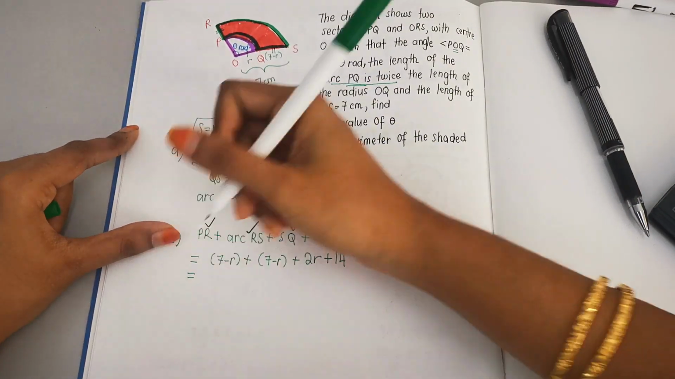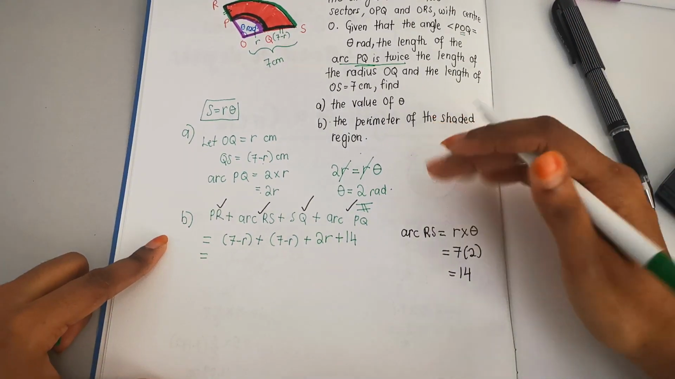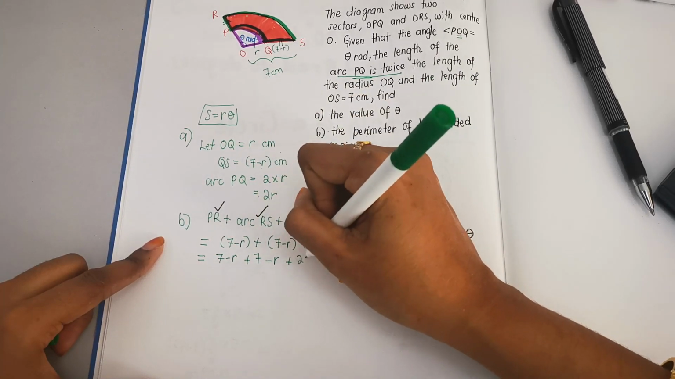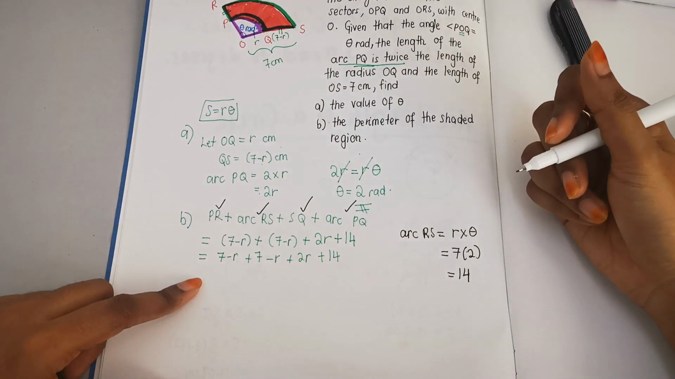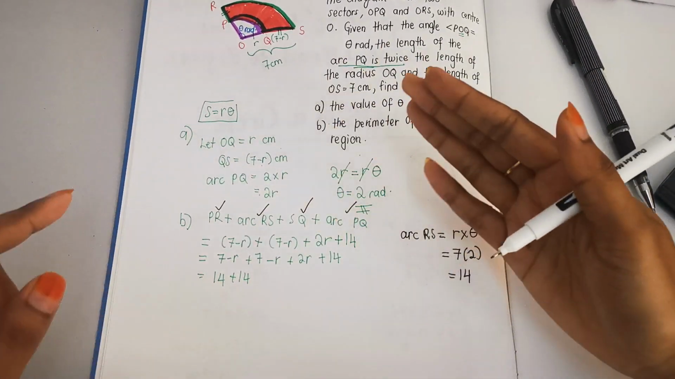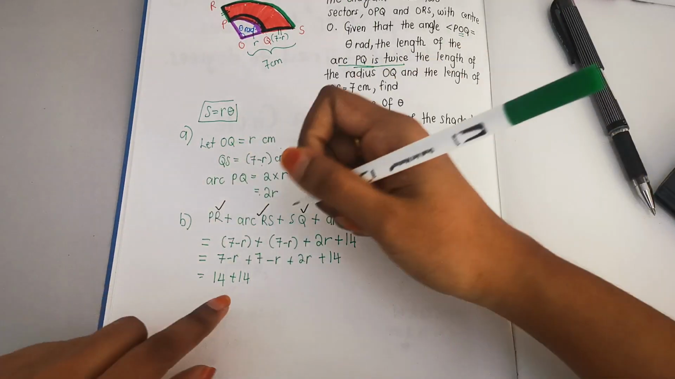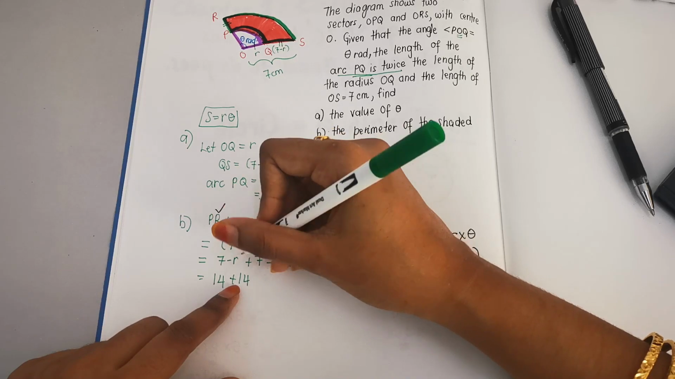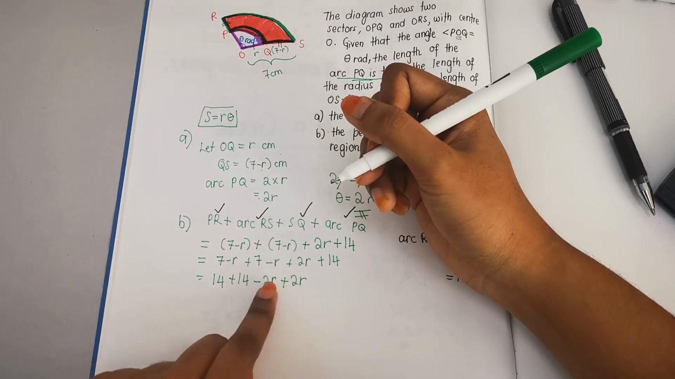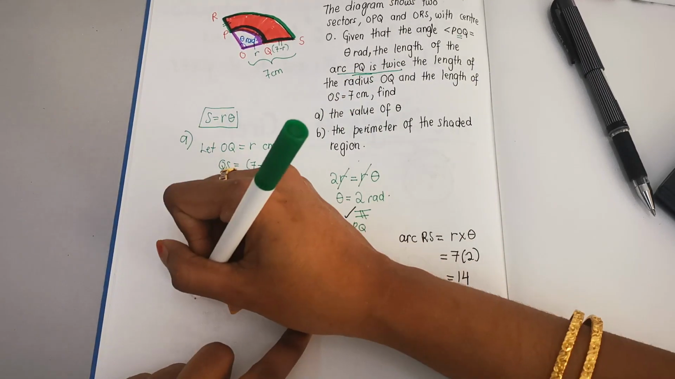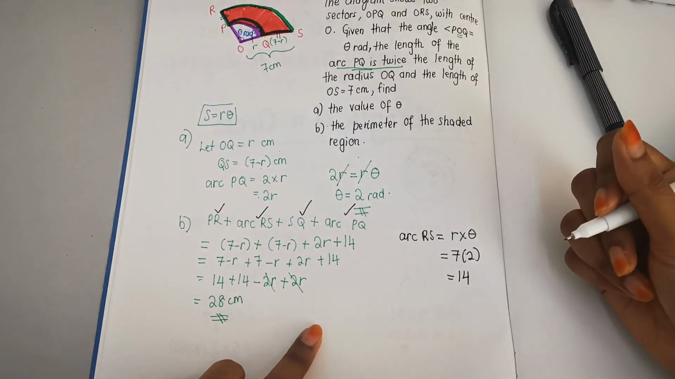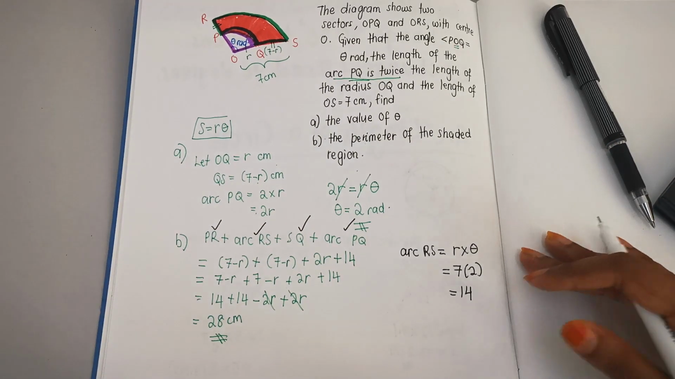Now we just expand, open up the bracket and add everything. So 7 minus r plus 7 minus r plus 2r plus 14. 7 plus 7 is 14, plus 14. I'm going to collect all the integers to one side and the ones with letters to the other side. So negative r, negative r plus 2r, the minus and plus will cancel off. So we are left with 28 centimeter. So our perimeter of the shaded region is 28 centimeter.